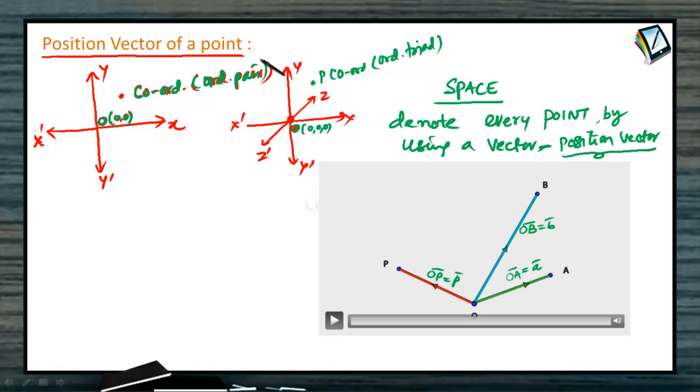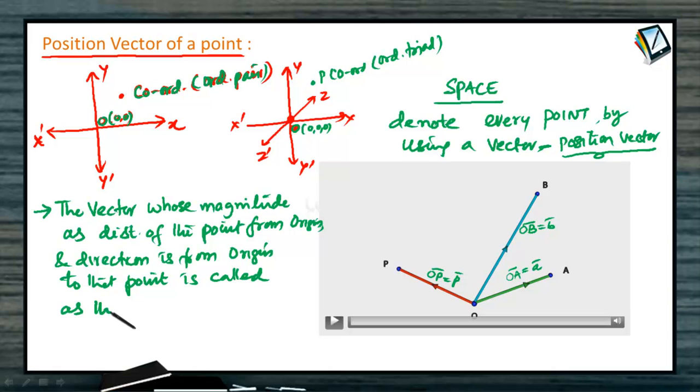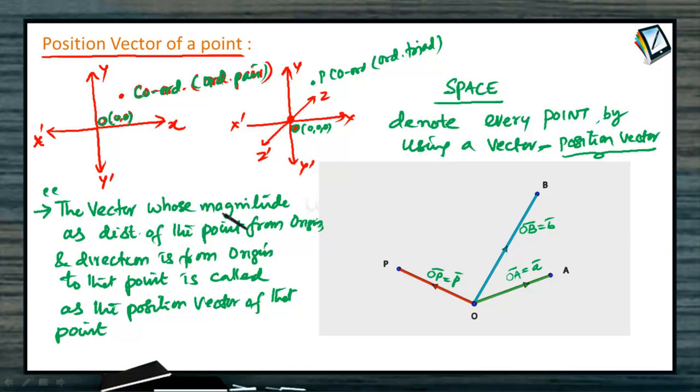So we define the position vector of a point as the vector whose magnitude is the distance of the point from the origin, and whose direction is from the origin to that point. This is called the position vector of that point. For example, if I take any other point, then it is called the position vector of that point.